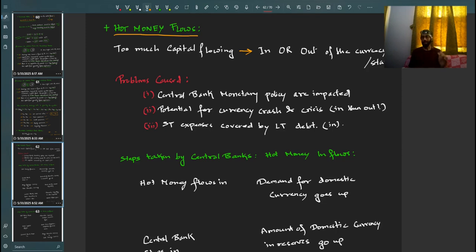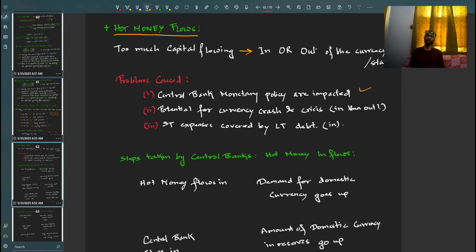Now how this balancing happens, we will discuss, but before that, we have to understand what the problems caused by hot money flows are. The first problem is, if too much capital is flowing in or out of the currency, then central banks start finding it difficult to provide a monetary policy which is stable and according to the country's interest. So the central bank's monetary policy is impacted. This is the first problem.